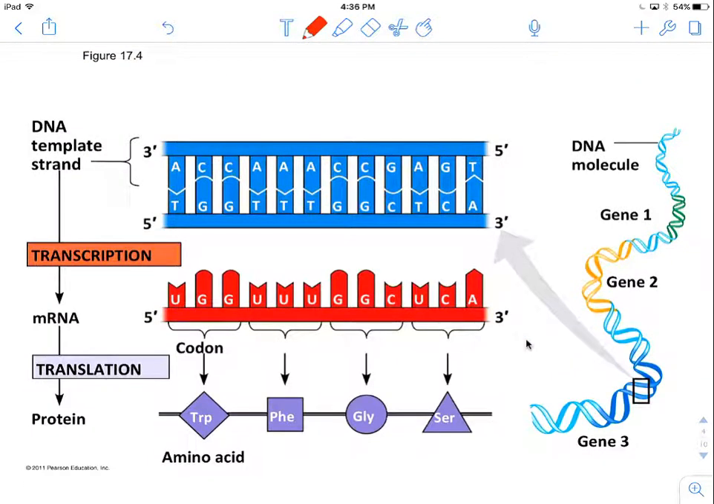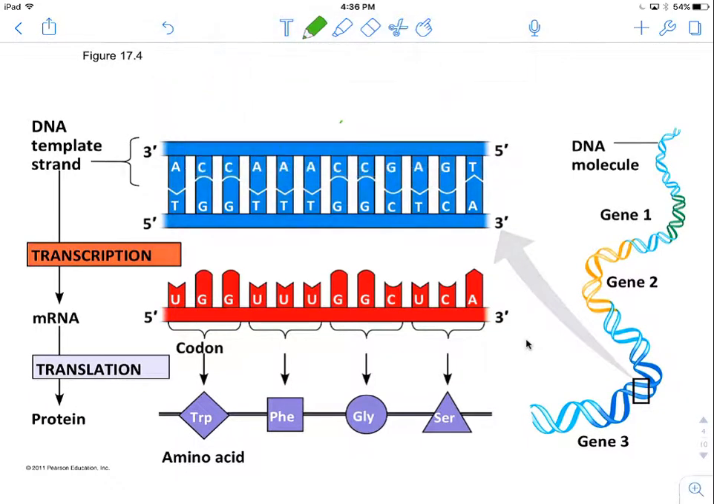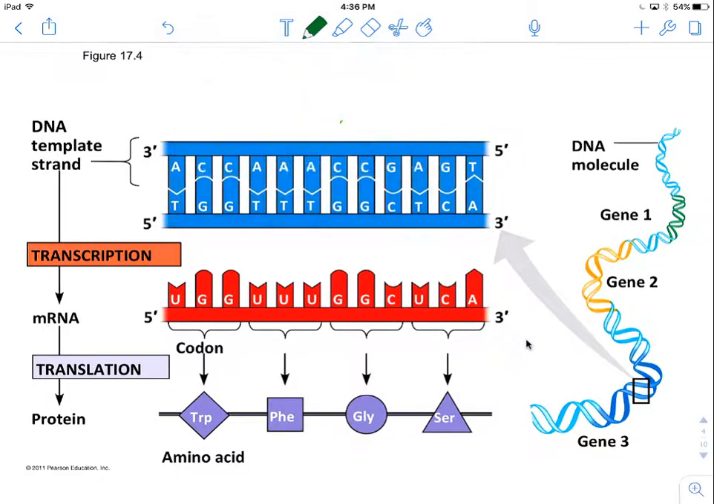Okay, so here's an example. Here's my DNA, and you always have a template. Then the template is transcribed into mRNA. You see this A would base pair with the U, the C would base pair with the G, the C would base pair with the G, and so on.